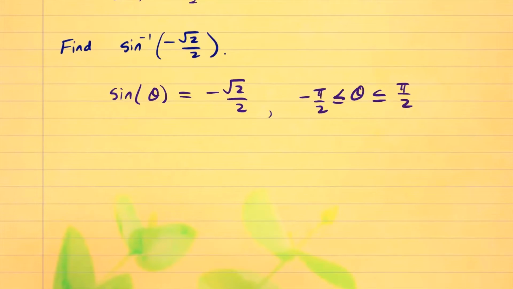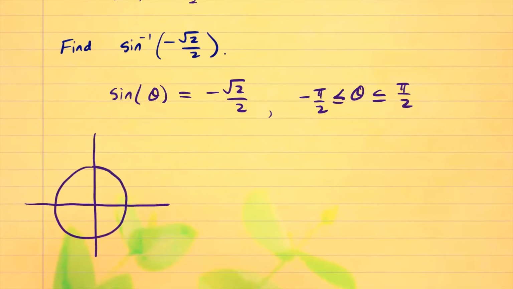If you were to picture this on the unit circle, here's the unit circle, the entire cycle 0 to 2 pi. Now we're not looking at the entire unit circle. You're only looking at from negative pi over 2 to pi over 2. So negative pi over 2 is down here and pi over 2 is up here. We're only looking at this piece of the unit circle for sine inverse to exist.